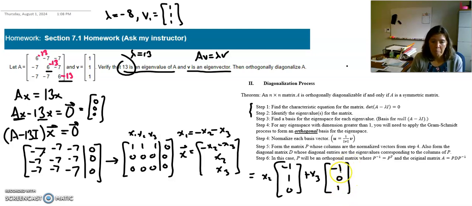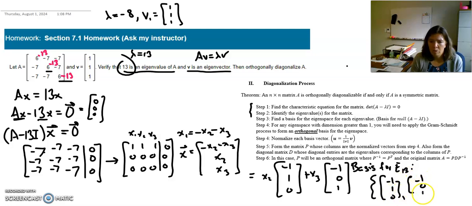Okay, so a basis for your eigenspace corresponding to eigenvalue 13 would be these two vectors, negative 1, 1, 0 and negative 1, 0, 1. These vectors are linearly independent. Neither of those vectors is a multiple of the other. You can tell that by the 1s and 0s in the second and third positions. But if you take the dot product, it's 1 plus 0 plus 0. The dot product is 1.